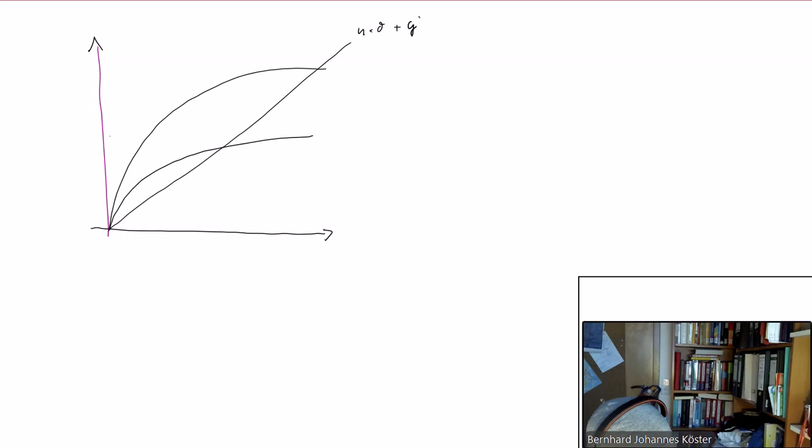N plus delta plus g times k. F of k equals y, and s times f of k, steady state.